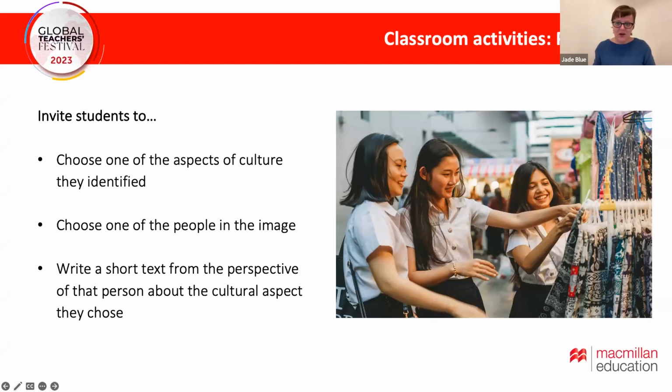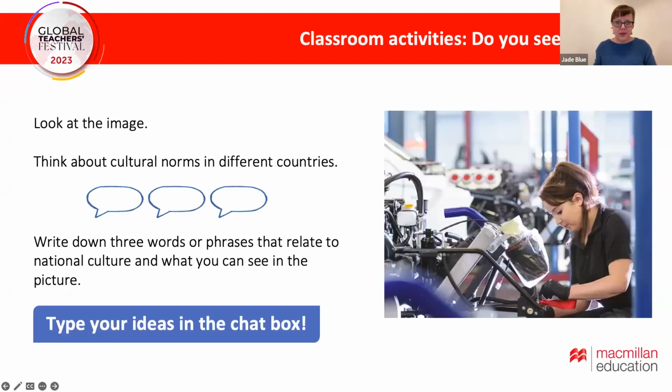Okay, let's have a look at another activity. So I'm going to show you another image. Look closely at this picture. And I'd like you to think about cultural norms in different countries. So what is normal in one country that might be different in another country? And I'd like you to think of words or phrases that relate to national culture and what you can see in the picture. Okay, so we've got Donatella, safety rules, Jessica, gender rules, like a work.